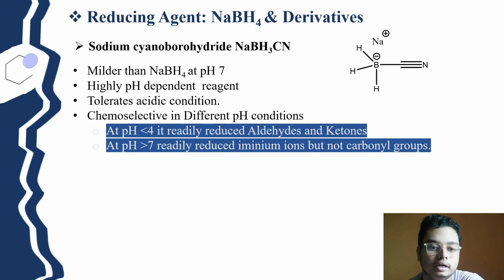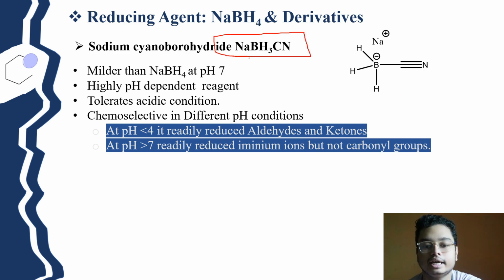Okay, now let us talk about another NaBH4 derivative. It is sodium cyanoborohydride. It is a very important reagent because this reagent is a pH dependent reagent. It is also milder than NaBH4 at pH 7, and it is a highly pH dependent reagent. That is the very selling point of this particular reagent.